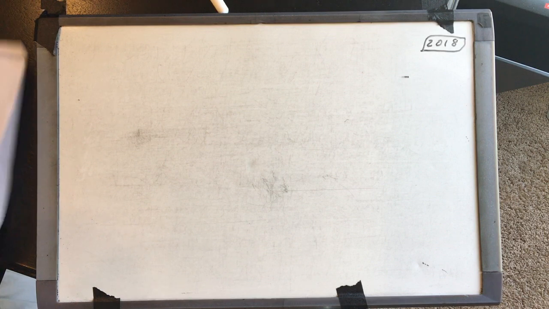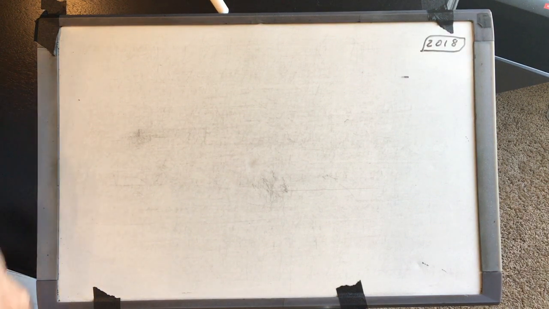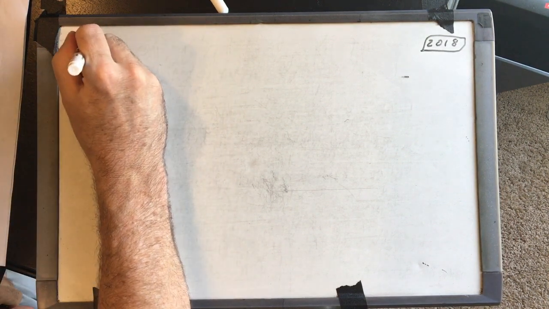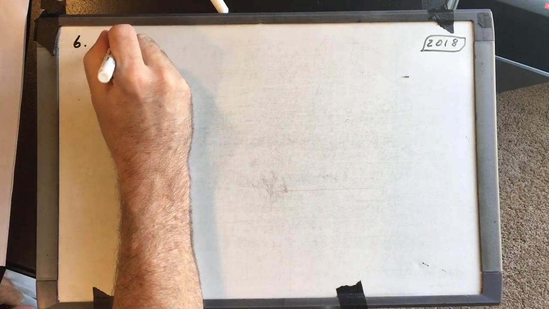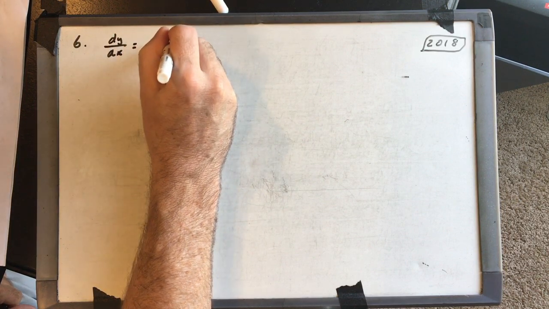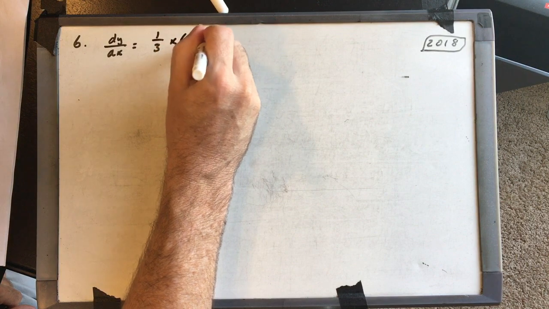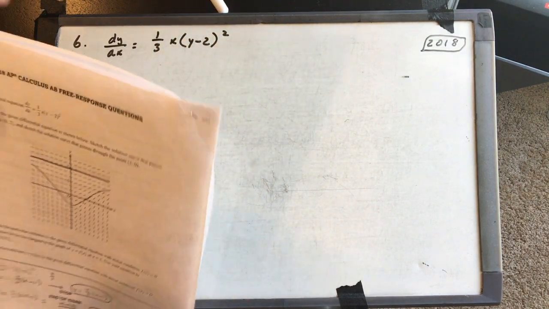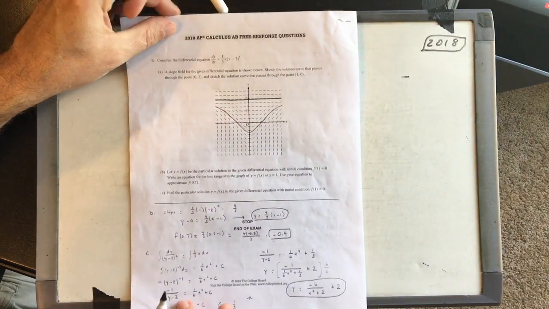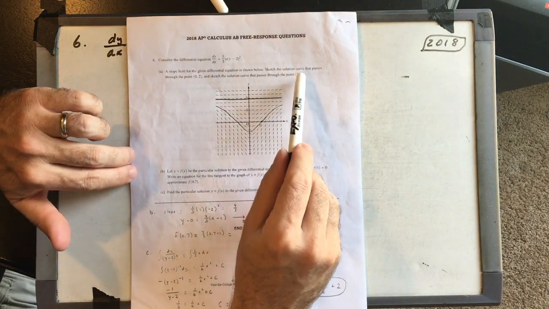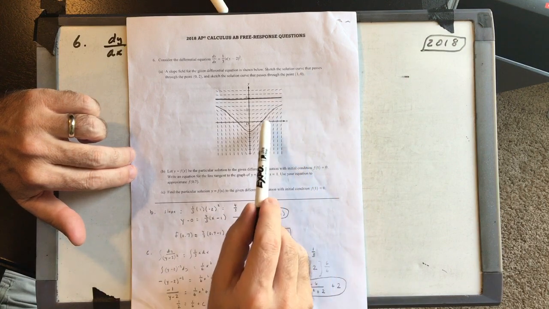All right, number 6. Now number 6, you get a differential equation, dy dx is equal to 1/3 times x times y minus 2 all squared. So we'll be coming back to that. The first one says sketch the slope field that goes through 0, 2, or x equals 0, y equals 2, and the one that passes through the point 1, 0. So x equals 1, y equals 0.